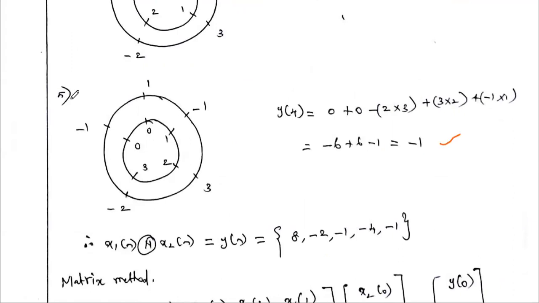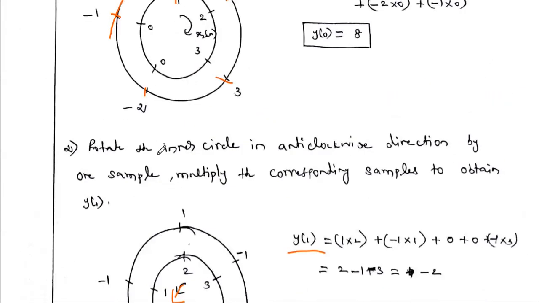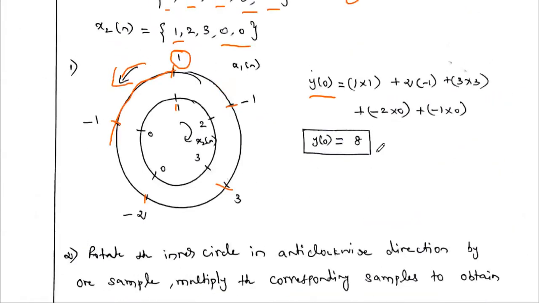After this, if we shift the inner circle again, the first circle's answer, the y of 0 answer, will come. So no need. In the circular convolution process, if the input sequence has length 5, we will get 5 outputs only. But in linear convolution, there is a different thing. So we will discuss it in the next problem.